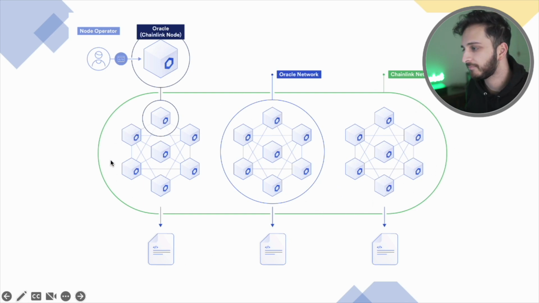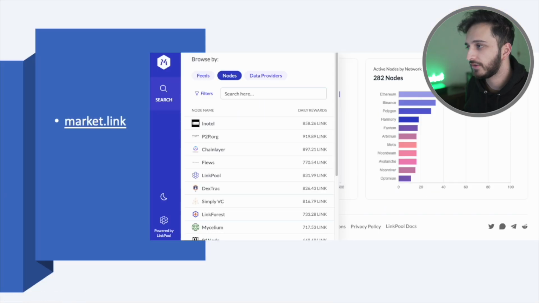Okay. Now, if you actually want to see some of these nodes in action, you can go to this website, market.link. You can see the feeds, the nodes, and the data providers that are currently active at the moment. So all these different nodes are getting all this data from the real world and publishing it onto the Chainlink network and to blockchains.